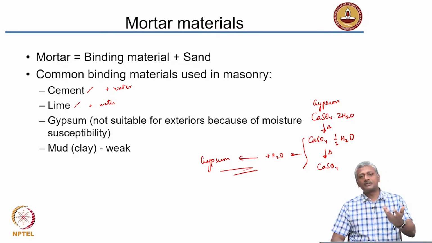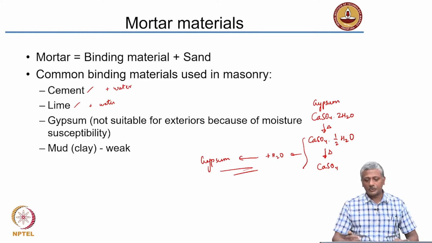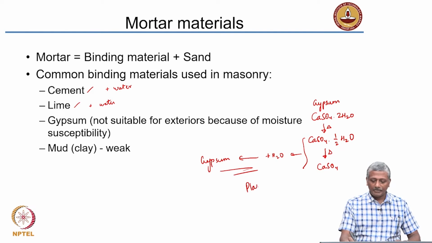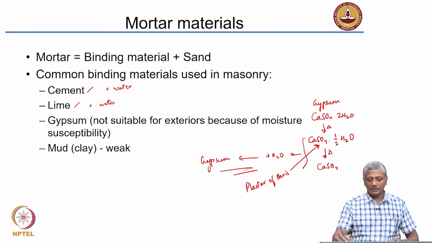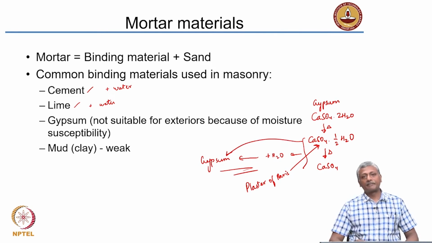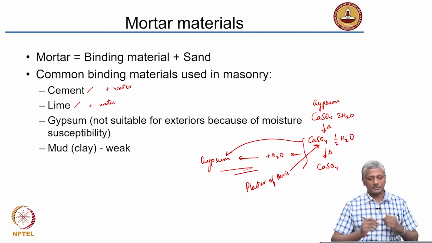Many of you would have done models with plaster of Paris in your school, right? So what is plaster of Paris? It is nothing but hemihydrate, calcium sulfate half H2O is basically your plaster of Paris. Mix plaster of Paris with water, you get gypsum. Okay, plaster of Paris plus water gives you gypsum.